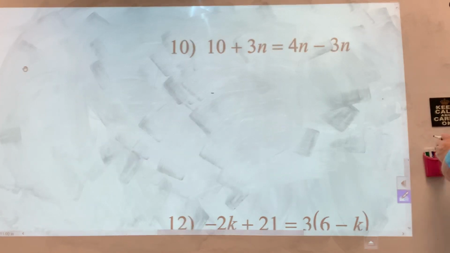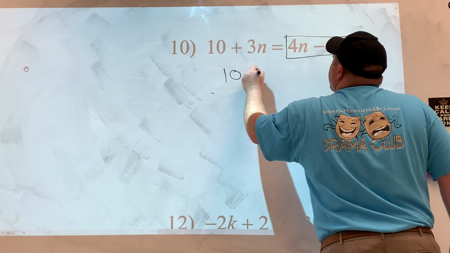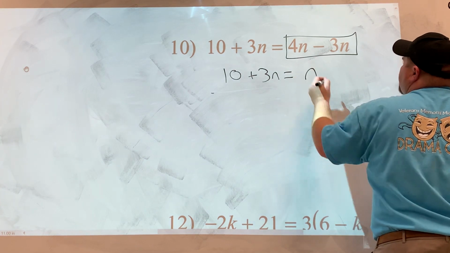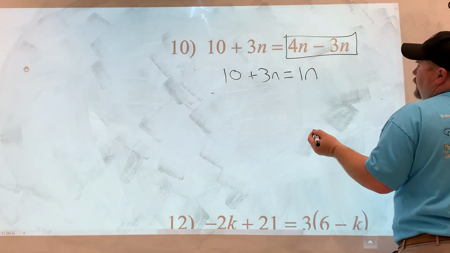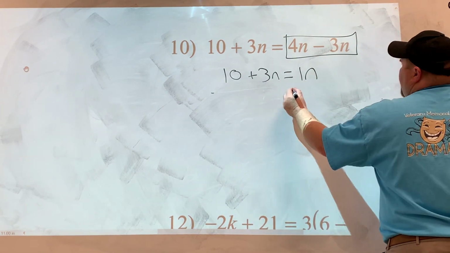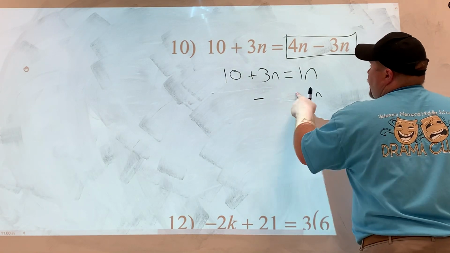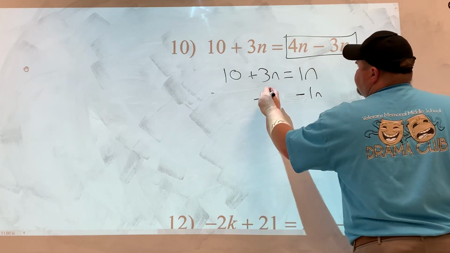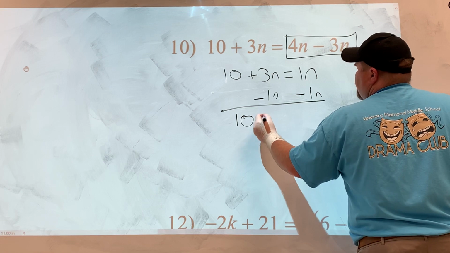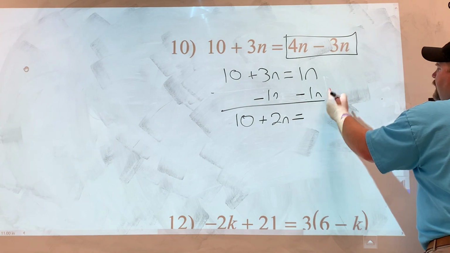Problem number 10. Got like terms right here that can be combined. So I've got 10 plus 3n equals 4. Take away 3 is simply just 1n or n. You may want to put a 1 there to help yourself. All right, so I've got variables on both sides. I've got to get them all to one side. I'm going to subtract 1n. This is where many of you make a mistake. Sorry, I made a mistake right there. Minus 1n. Minus 1n. 10 comes down. 3 taken away 1 is just 2n. Right here, 1n take away an n is 0.